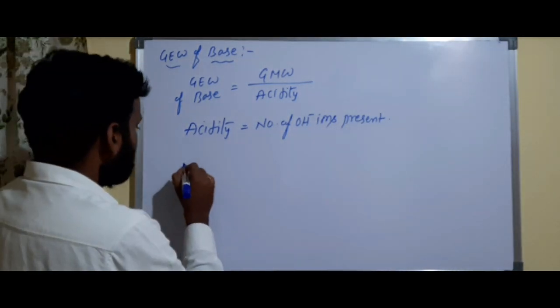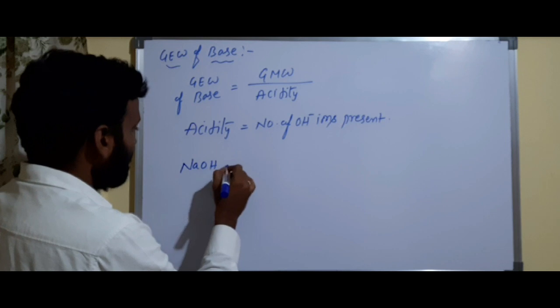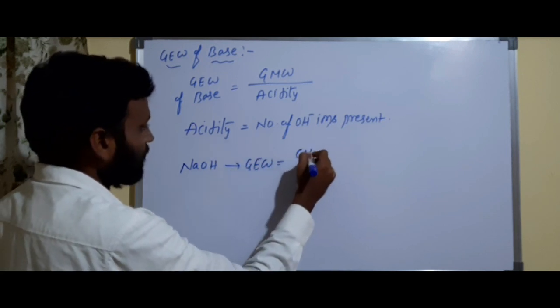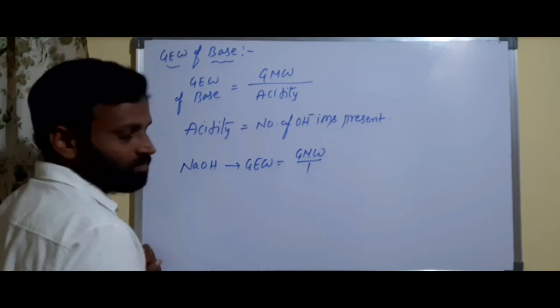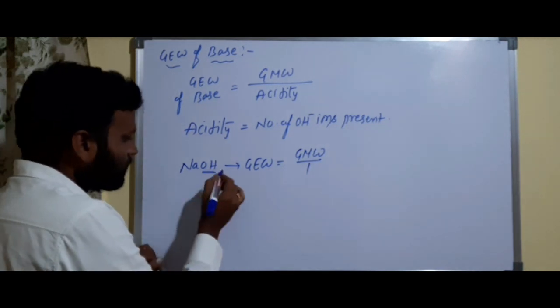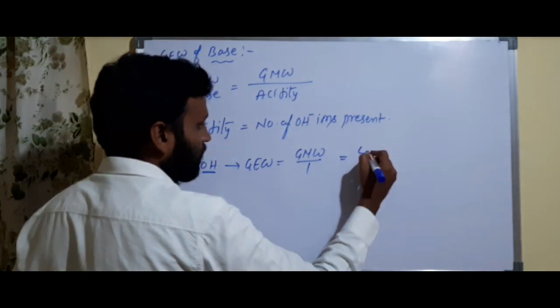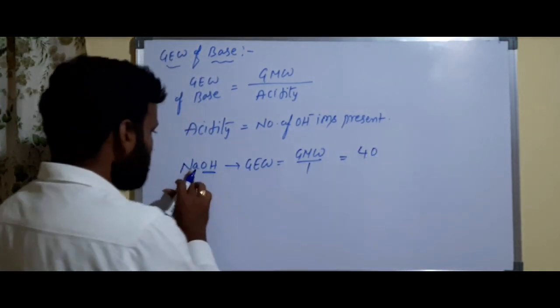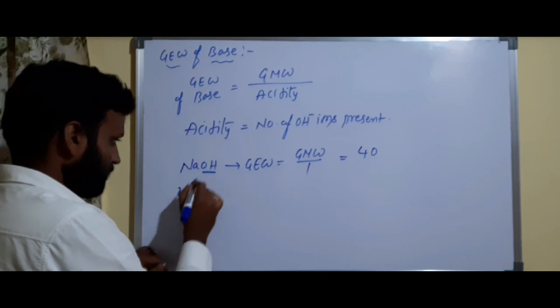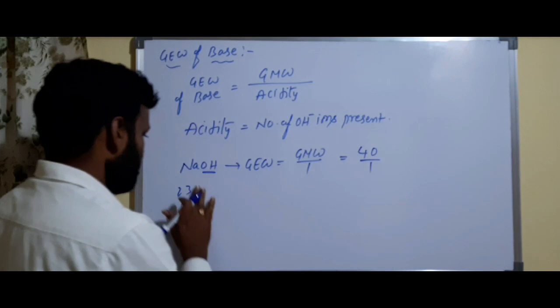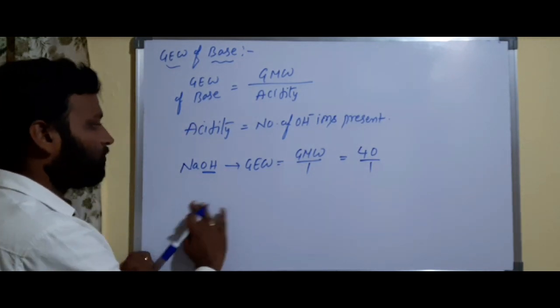Suppose what is the sodium hydroxide gram equivalent weight? That is gram molecular weight by 1. Why, sir? Because only one OH group is there. So it is 23 plus 16 plus 1, 40 by 1. So that is the gram equivalent weight of NaOH.